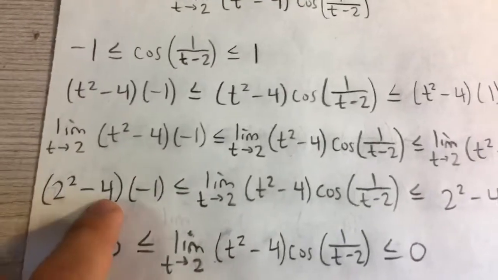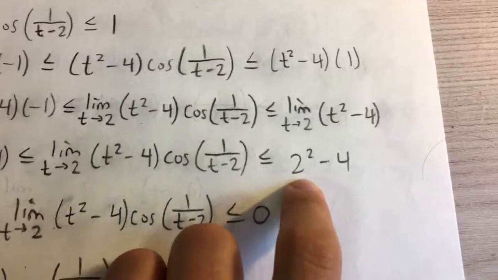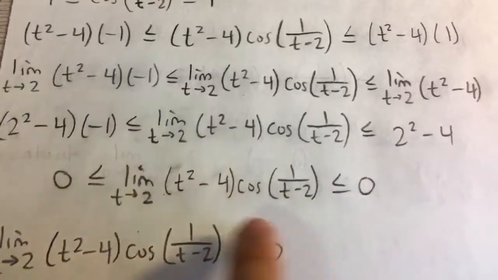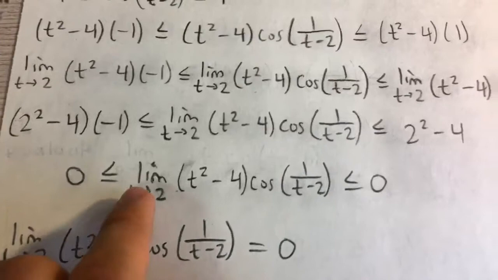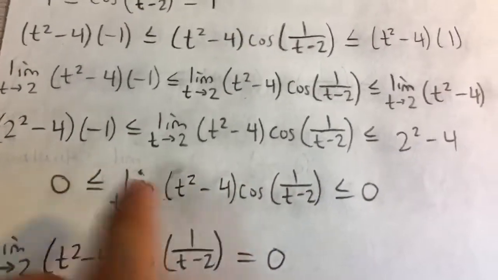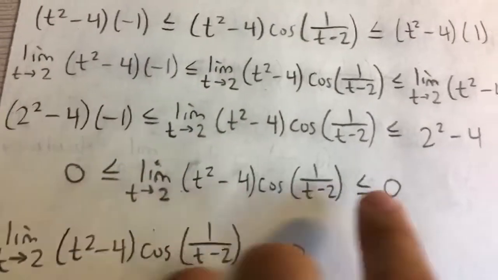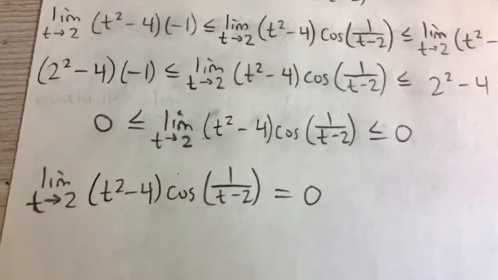So we get 2 squared minus 4, that's 0, and so the left part is 0. Similarly on the right, 2 squared minus 4 is 0, and so you can see we have 0 less than or equal to this limit that we want, less than or equal to 0. And so by the squeeze theorem, because this limit is greater than or equal to 0 and less than or equal to 0, that means it has to be equal to 0 in order to satisfy both inequalities. And so we can say that the limit is equal to 0.